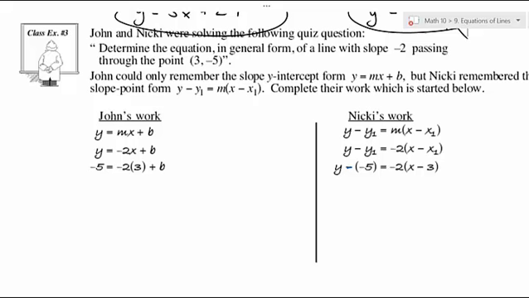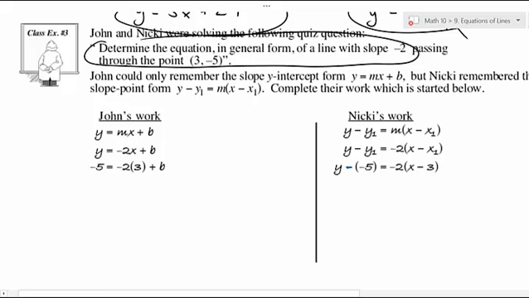Now class exercise number 3, we got it a little bit more interesting. You've got two people, John and Nikki. They're solving the following quiz question. The quiz question is right here. They've started it off, but John can only remember the slope y-intercept form, but Nikki, she remembered the slope point form. I want you to complete their work, which is started below. Press pause now.